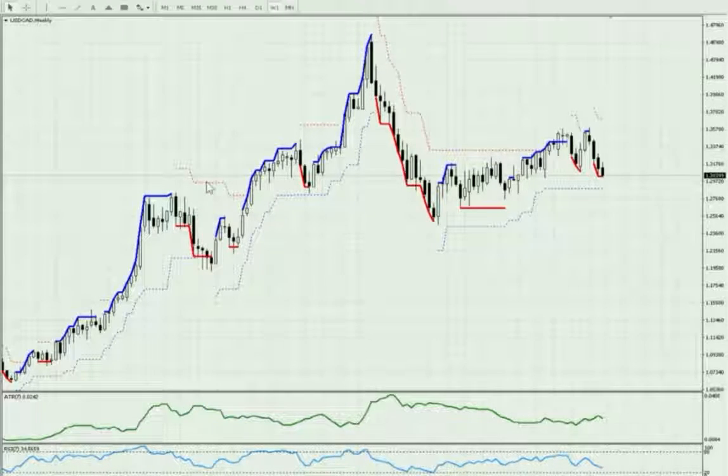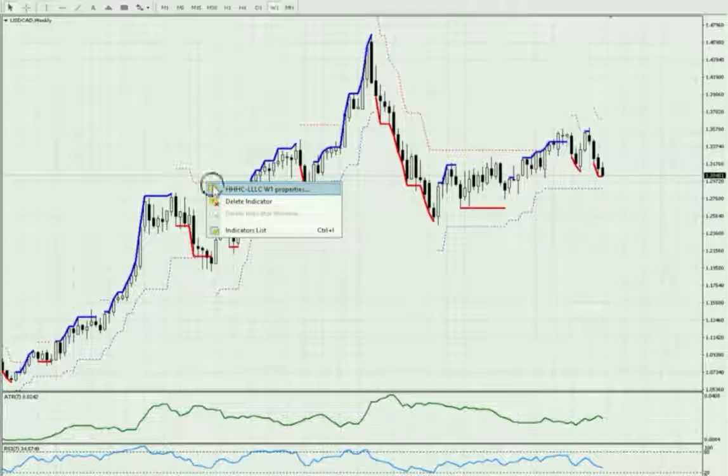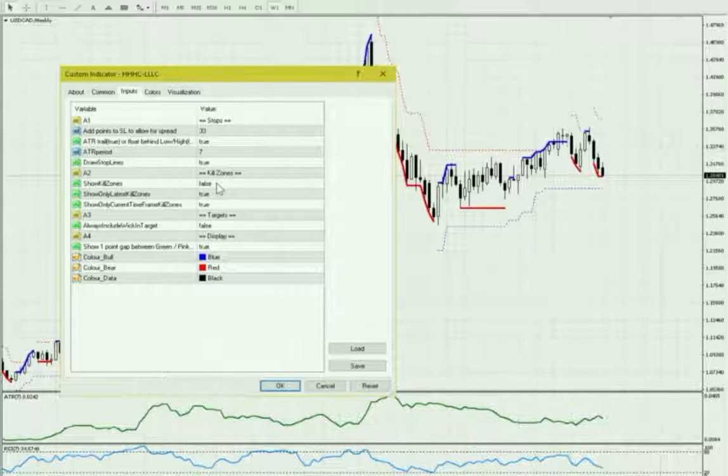So let me bring up the properties, and I'm going to turn on kill zones. Showing kill zones will only show the latest kill zone. Now it will show both the latest bullish kill zone and the latest bearish kill zone, and we'll clear off any kill zones from other time frames if they happen to be on the display at that time.